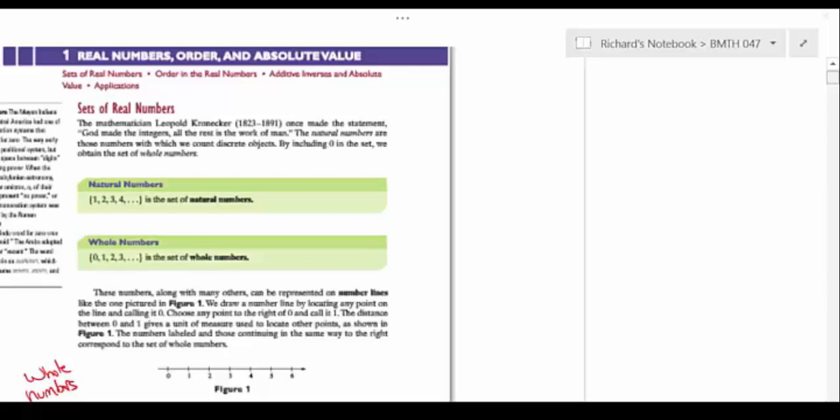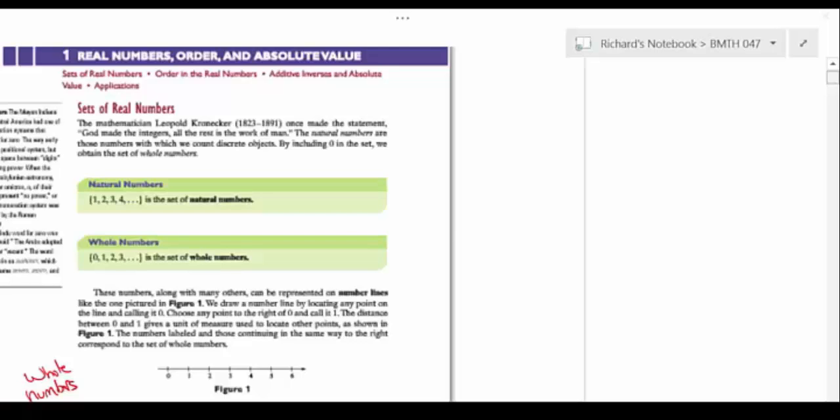In this first video for Math 047, I'm going to talk about the organization of numbers. We're going to determine if a number belongs to a given set, and we're going to talk about the organization of sets of numbers. Essentially, for us, any number is going to be a real number. So keep that in the back of your head.